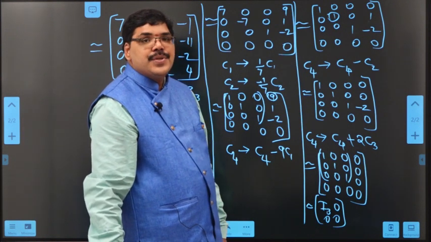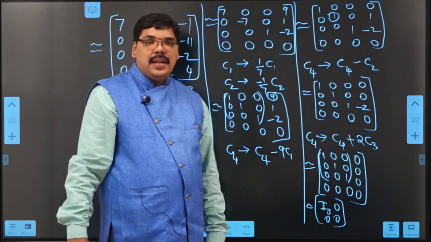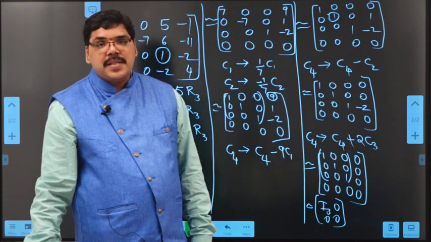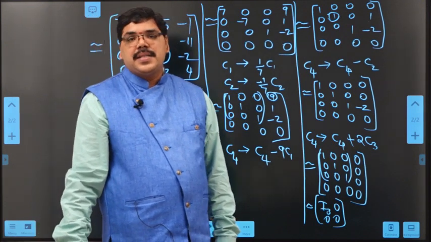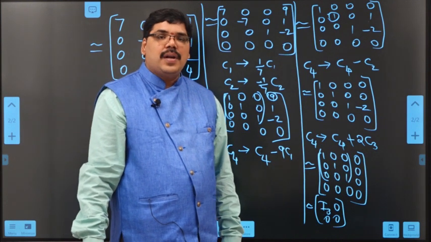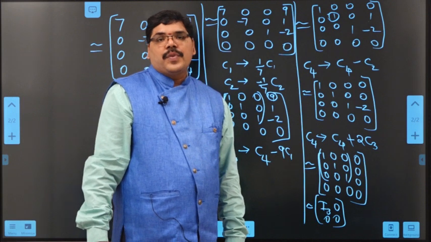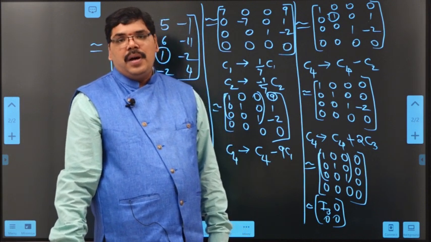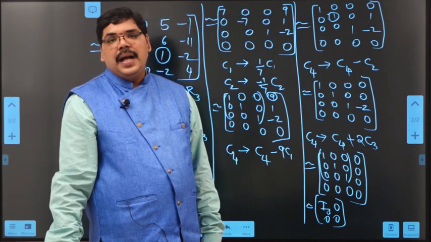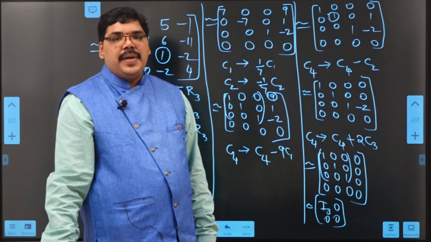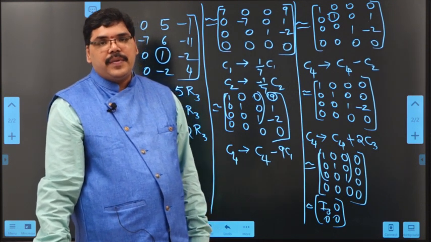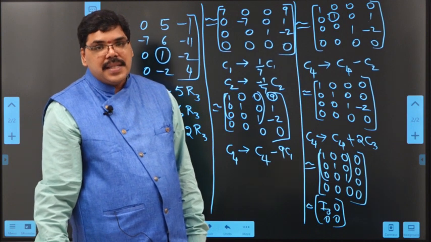Okay? So in this problem we have seen how to apply column operations and also row operations and reduce a matrix into normal form. What is the result of our problem? There are all zeros in the fourth row and all zeros in the fourth column, and I3 is remaining as a normal form of the given matrix. So rank of the matrix is 3.